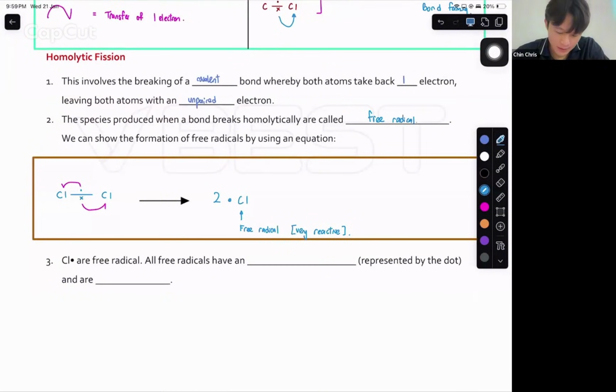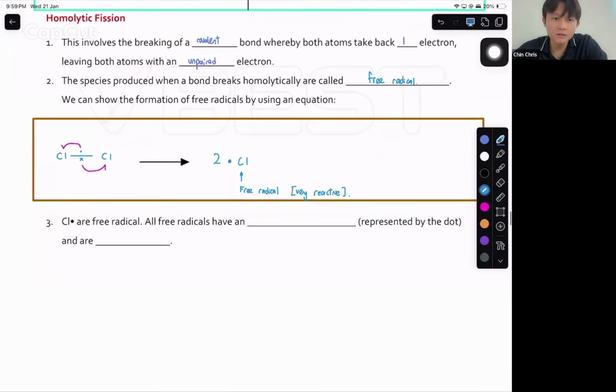Alright, guys, next. Free radical Cl is very reactive. Remember that. Why? Because it has an unpaired electron, which is represented by the dot, and is very reactive. Alright, guys, next page.